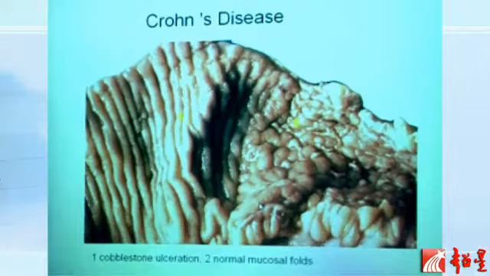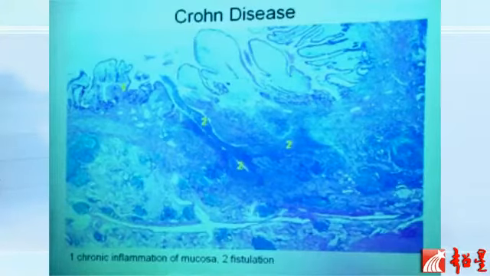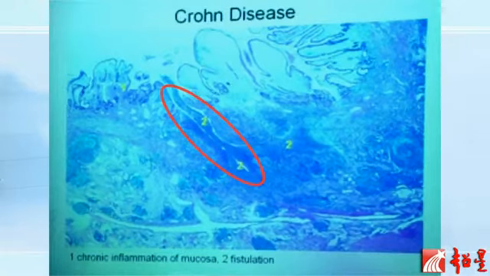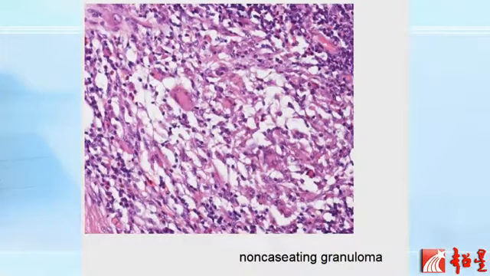And for Crohn's disease, this is a normal area, and here we can see the coagulative stone ulceration. This ulceration is deep. And microscopically, we can see here this fistulation. Under high magnification, this granuloma, we can see these giant cells, but without caseous necrosis. So this is non-caseating granuloma in Crohn's disease.